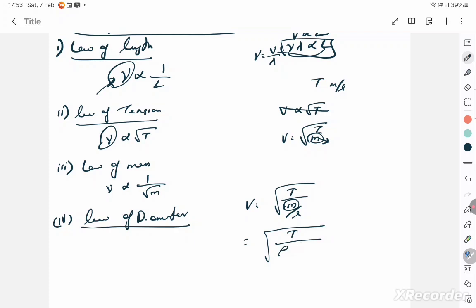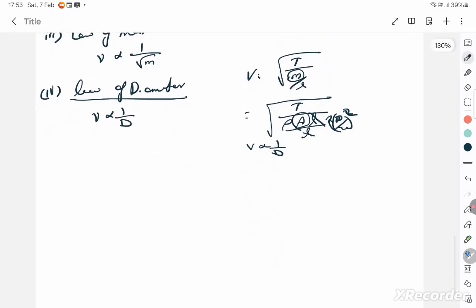Density into volume. Volume is area into height, which let's call L, and the L gets cancelled. The area is pi r squared, which is (d by 2) the whole squared. So therefore, velocity is inversely proportional to d, and therefore the fundamental frequency is also inversely proportional to capital D. This is known as the law of diameter, provided the mass per unit length and tension all remain constant.